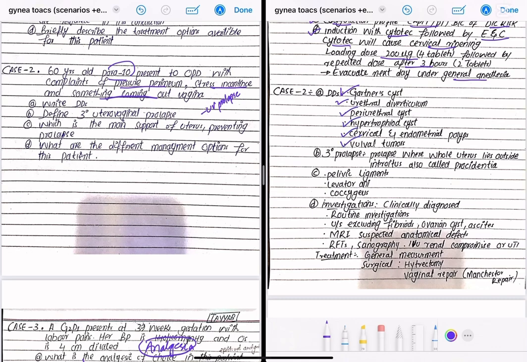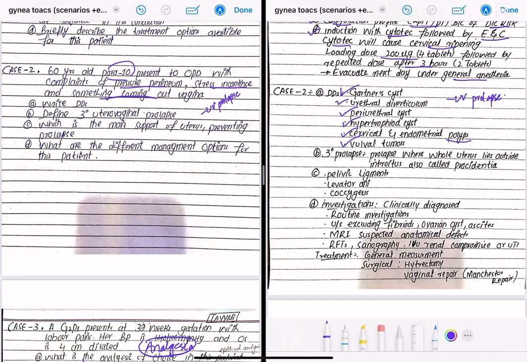And UV prolapse. So it may be prolapse, it may be cysts: Gartner cyst, urethral diverticulum, periurethral cyst, hypertrophic cyst, and cervical and endometrial polyps, and vulvar tumors. Polyps, tumors, and cysts, and UV prolapse. These are the differential diagnoses.